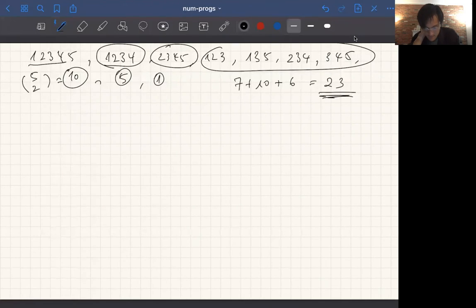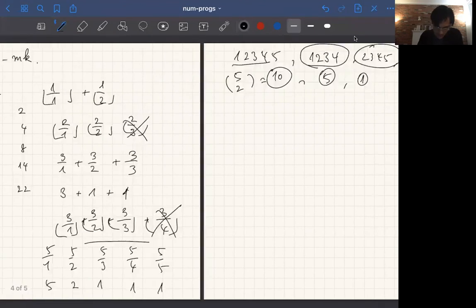1, 2, 3. 1, 3, 5. 1, 4 doesn't work. 2, 3, 4. 2, 4 doesn't work. And then 3, 4, 5. That's it. So those are the 4 progressions of length 3. Then there's 5 choose 2 equals 10. Plus 5 plus 9 equals 23.